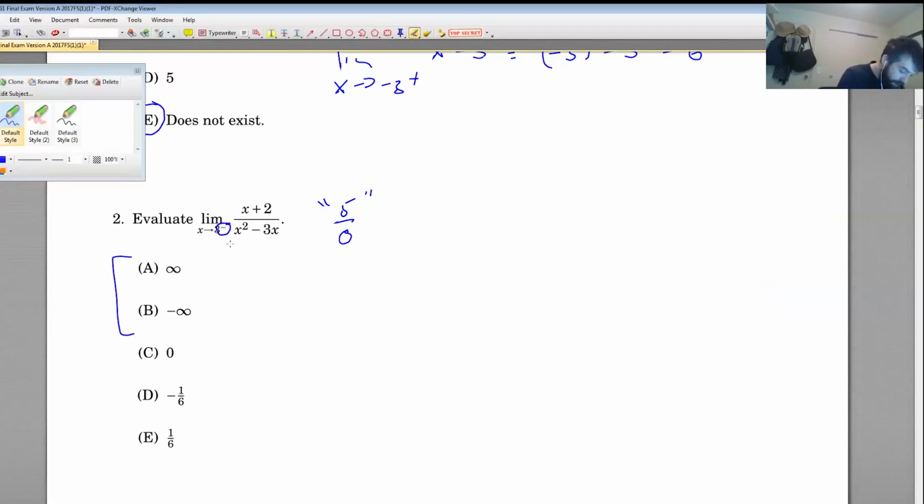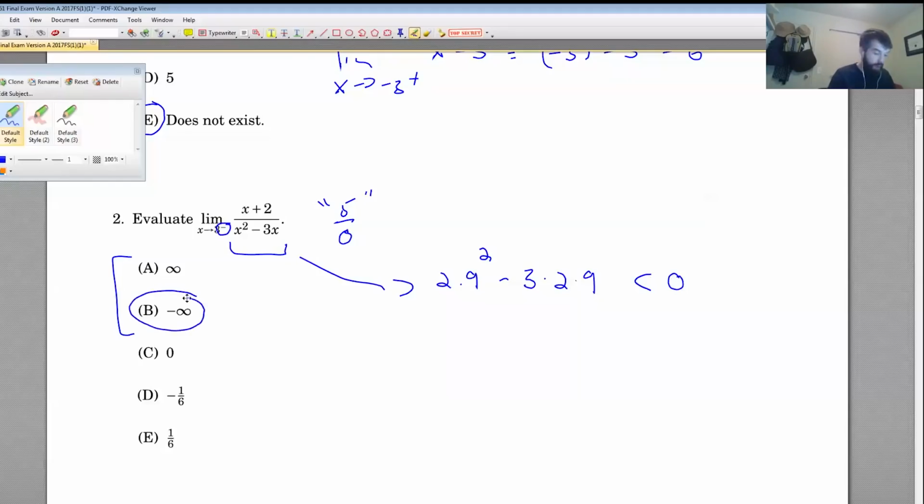So let's look at the bottom and imagine doing this. It'd be like 2.9 squared minus 3 times 2.9. This is an example of what that bottom would look like. The 3 times 2.9 is a bigger value than 2.9 times 2.9. So this is a number very close to 0, but slightly negative. That tells me it goes to minus infinity, because it's negative on the bottom and 5 on the top, 5 over a negative 0, if you will, so a negative infinity.